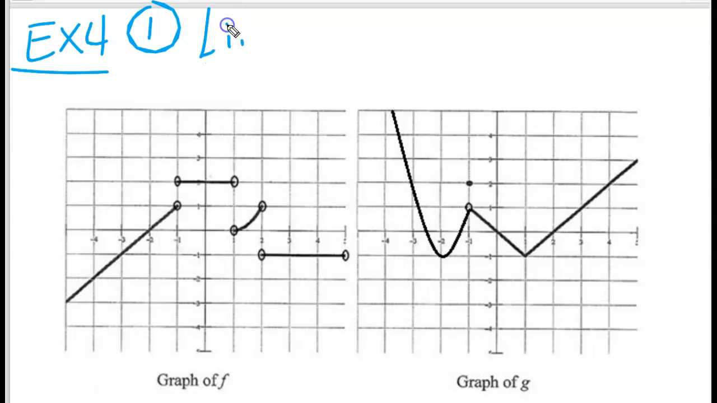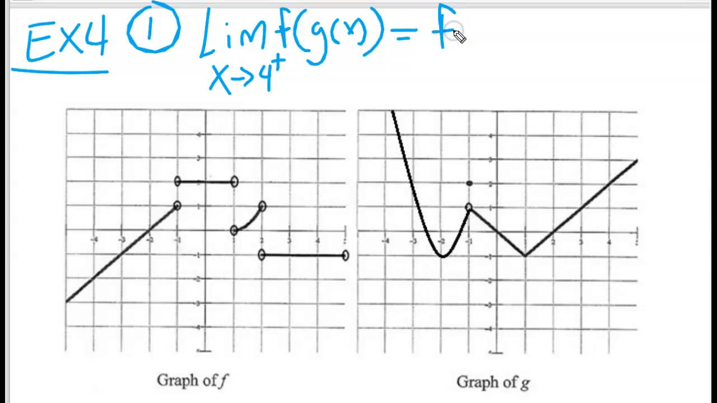All right, so we're being asked to find the limit of f of g of x as x approaches 4 from the right. Well, as you guys know, the first thing that we do is we go ahead and put that limit on the inside. So we're taking the limit of the inside function. Now we're going to find what's the limit of g of x as x approaches 4 from the right. Well, let's take a look at our g of x function. And here's 4. And so what's that y value there? Oh, well, it's 2, right?